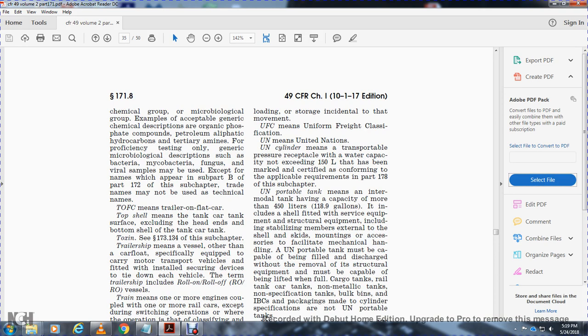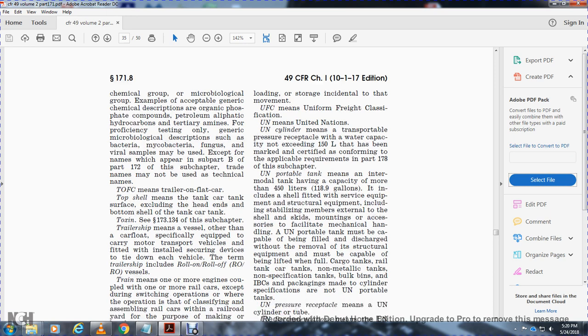TOFC, trailer on a flat car. Tank car means a tank of the car, see 173.134 of the subchapter. Trailer ship means a name for a vessel other than a car ferry specially equipped with cargo motor transport vehicles, fitted with the install of a screw device to tie down each of the vehicles, including roll-on, roll-off vessels.